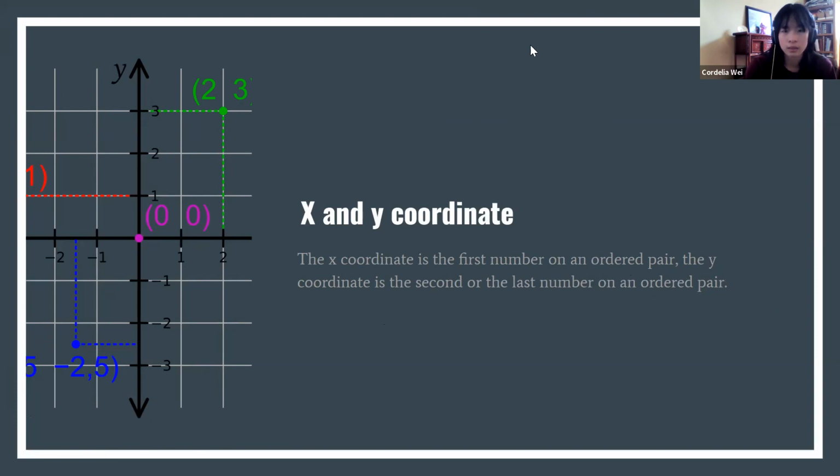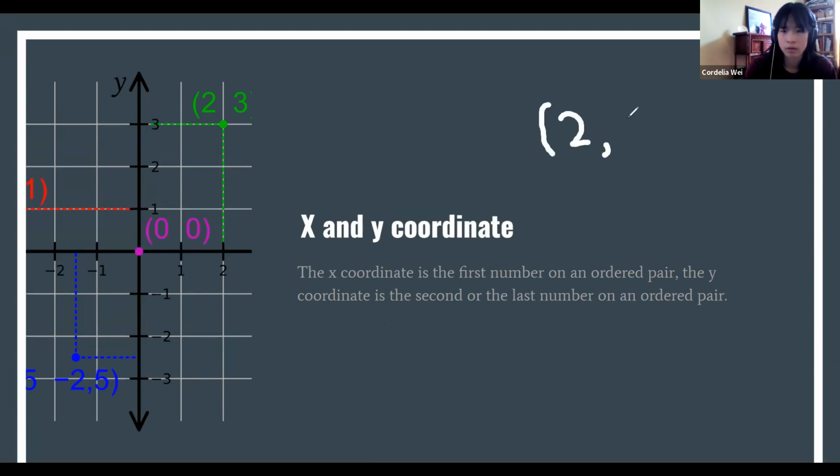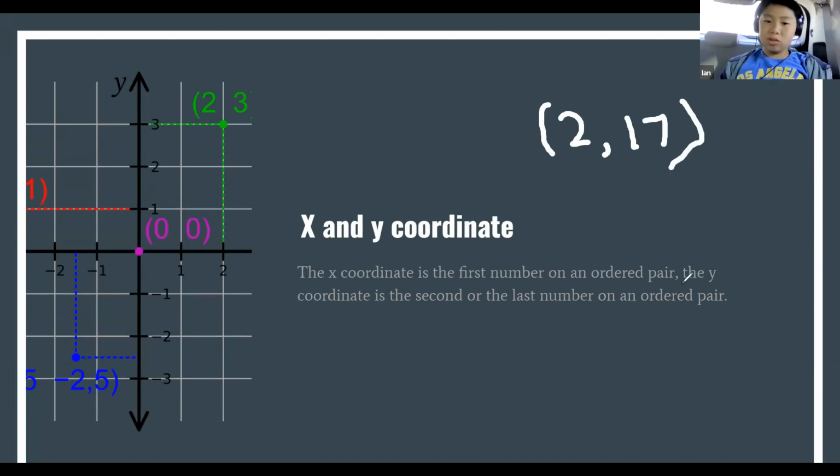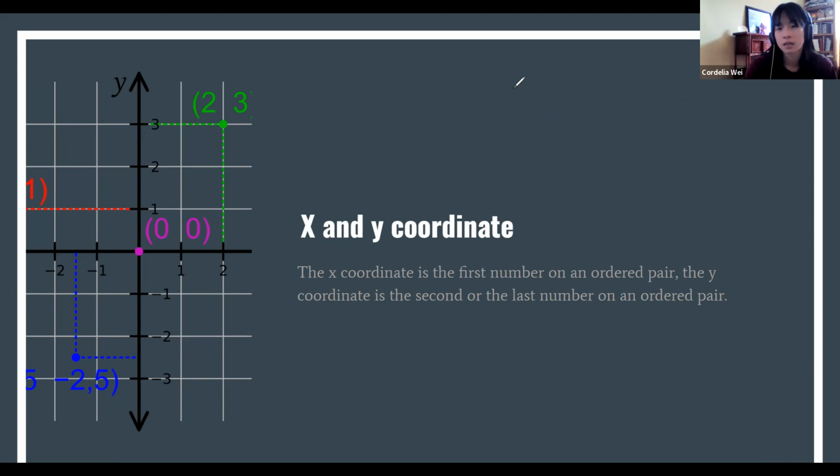Can you tell me which is the x coordinate and which is the y coordinate? The X is 2 and the Y is 17. Okay, yeah, I figured that was pretty easy. The pair is always x, comma, y, in parentheses.